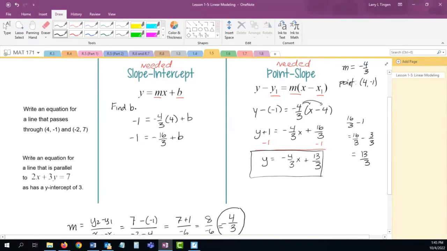Add 16/3 to both sides, and this is absolutely a place where the calculator would be used. Negative 1 plus 16/3 is 13/3. So now I have my y-intercept. I know the slope to be negative 4/3. So I write the equation. y is equal to negative 4/3 x plus 13/3.